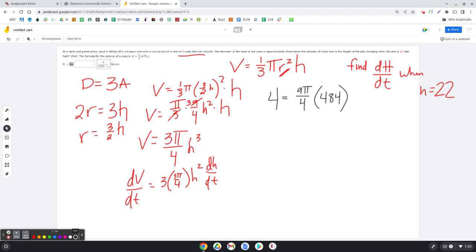And then times dh/dt, which is what we're looking for. Can you do 484 divided by 4? Although I do believe that's 121. And go ahead and do 121 times 9. Dividing both sides, we get 4 over 1089 pi.